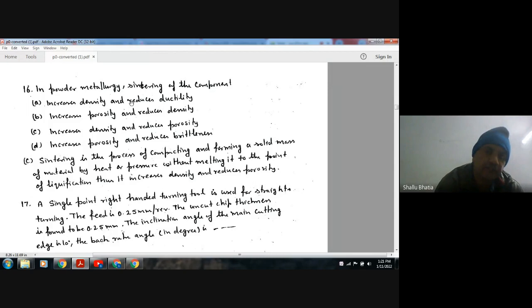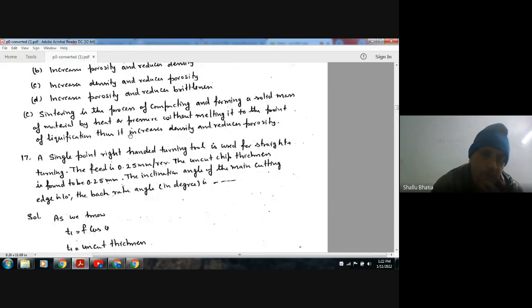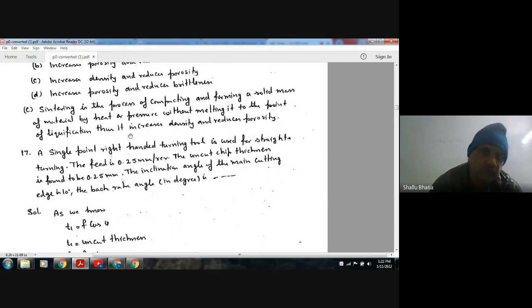Next, in powder metallurgy, sintering of the component: option A increases density and reduces ductility, B increases porosity and reduces density, C increases density and reduces porosity, D increases porosity and reduces brittleness. So the answer is C. Sintering is the process of compacting the powder. So it increases density and reduces porosity, and the powder is compacted using heat or pressure without melting it. Okay, so the answer is C.